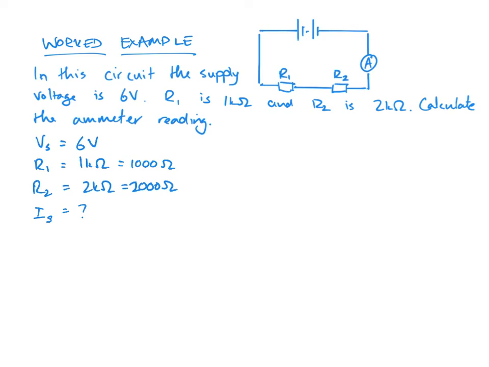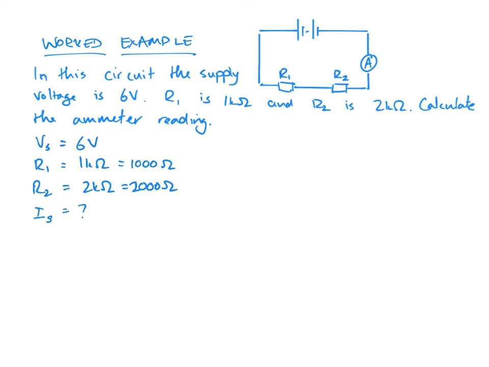Now what formula links IS, VS, R1 and R2? Well, there isn't a single formula which links all of them together. That's the key idea about these worked examples. But what we do have is V equals IR. And we've got the fact that in a series circuit, the total resistance, which I'm going to call RS, is R1 plus R2. So by putting both of those ideas together, we can work out the current.